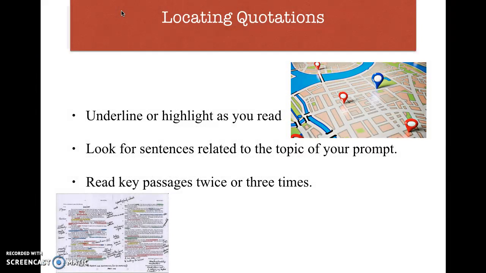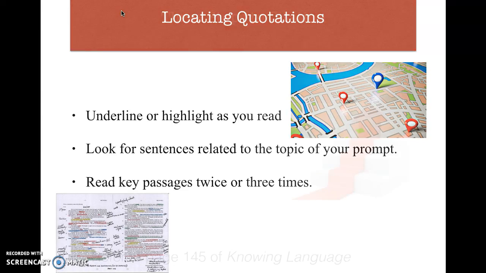Well, the first thing we have to do is to locate the quotation. We do this by being active readers. So as you can see from the article on your screen, this person has written along the sides and highlighted words and commented on the article itself. This is really important because if you do this, you'll be able to find the quotation quite easily. Pay particular attention if you have a prompt or a question that you're trying to address. Look for keywords and paragraphs that might address that prompt.